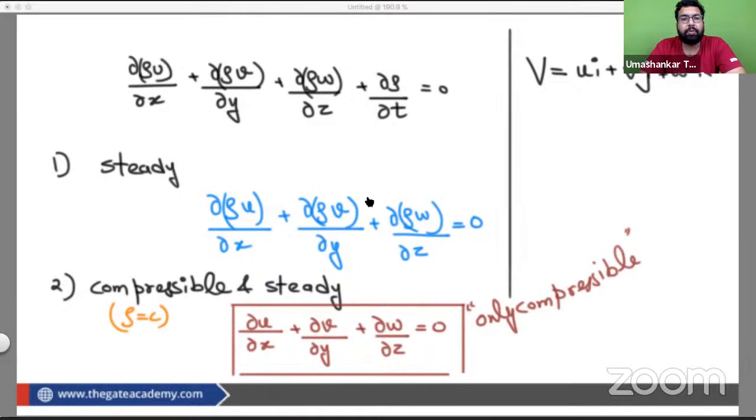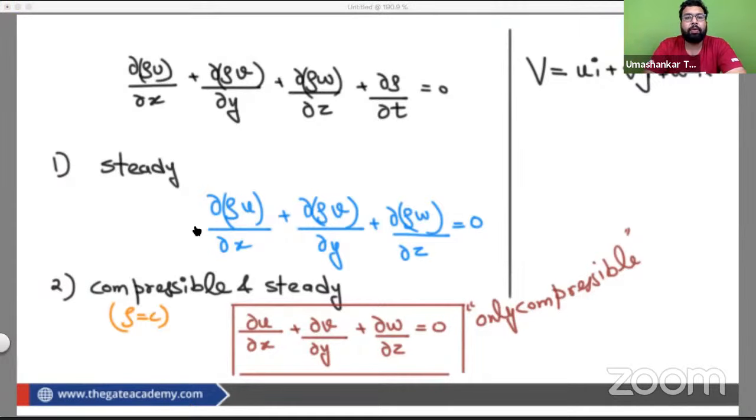Okay. So we have this equation, which is mostly used for problems related to the continuity equation. We have del u by del x plus del v by del y plus del w by del z is equal to 0. And this is also valid when the flow is only compressible, guys.